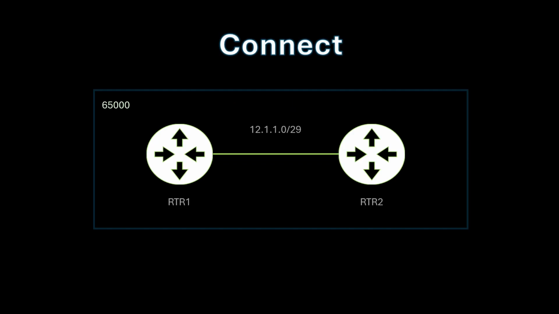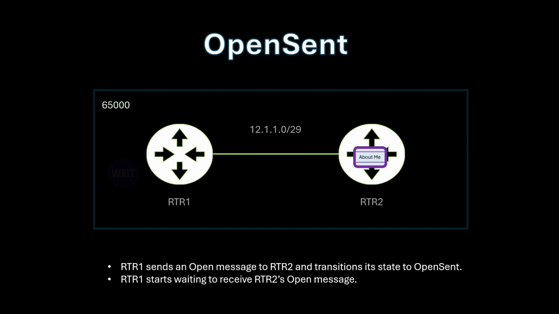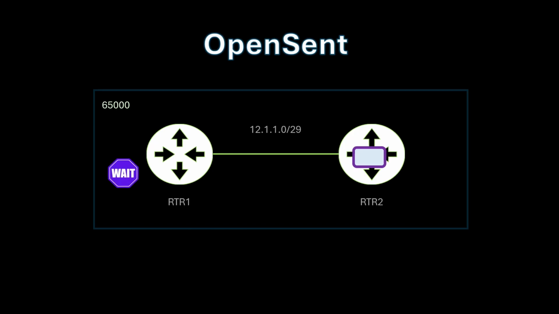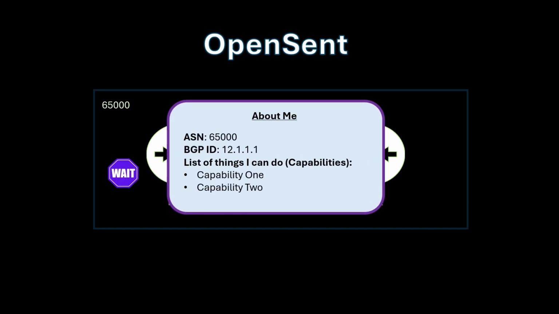The TCP connection is established. Router 1 sends an open message to router 2. The state transitions to open sent because, well, an open was sent. Router 1 waits for an open from router 2. Think of it like this. Two people connect through a mutual party, you, the matchmaker. After connecting, they open up to get to know about each other. In the context of BGP, opening up means sharing information about its configurations and capabilities.